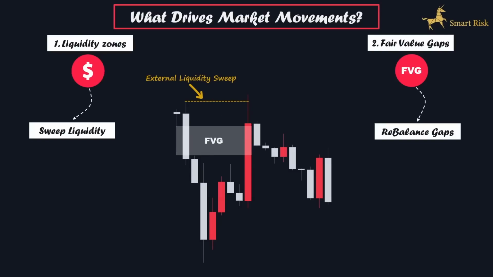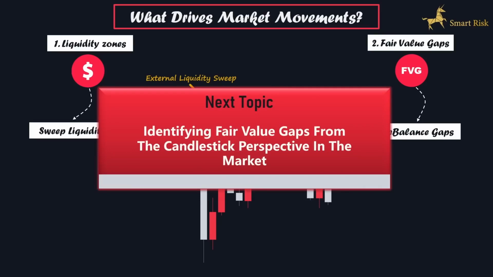Simultaneously, it also moved upward to clear out external liquidity. Once external liquidity was swept, the price reversed back down to fill the most recent fair value gap. This cyclical pattern reflects how the market operates, where price tends to both clear accumulated liquidity and fill fair value gaps. Now let's continue and explore how we can identify fair value gaps from the candlestick perspective in the market.